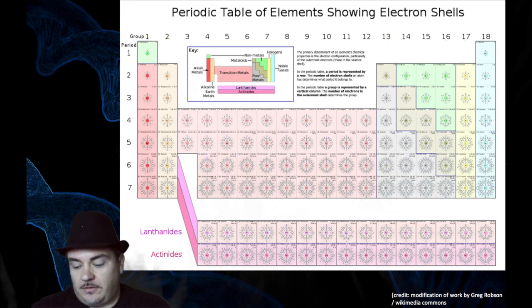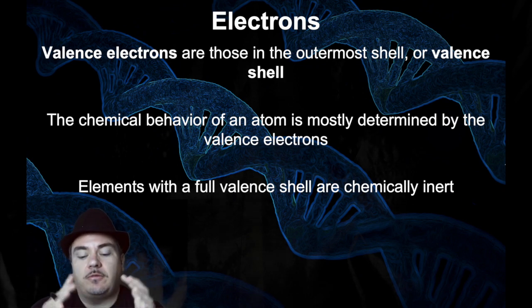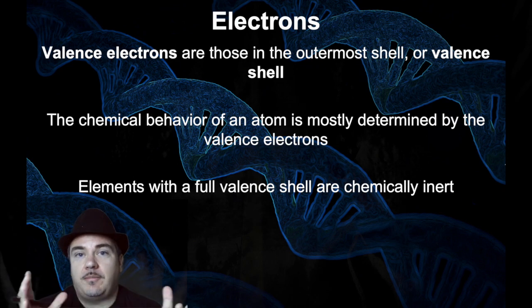Obviously, the outermost electron shell is very important, so we give it a special name. The electrons in the outermost electron shell are called valence electrons, and the outermost electron shell is called the valence electron shell. The chemical behavior of an atom is mostly determined by the valence electrons. Elements with a filled valence electron shell are chemically inert. They don't react with other atoms.